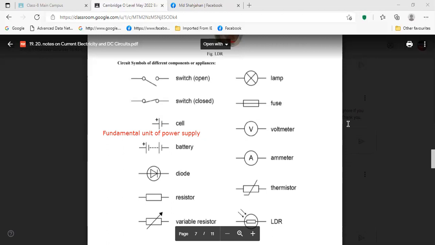Okay, now look here. We are going for battery: two or more cells are connected together.